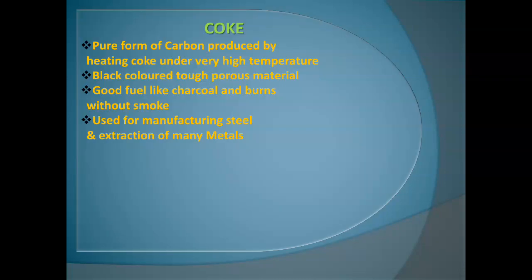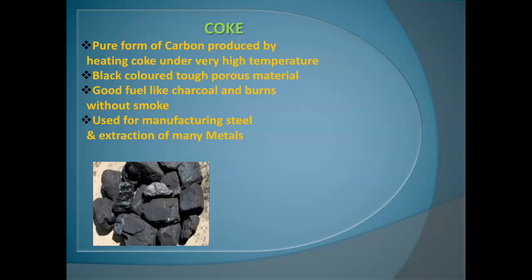Coke is a pure form of carbon produced by heating coal under very high temperature, as shown in this picture. It is a black colored, highly tough, porous material. Porous means that the material has a lot of pores in it. It can be used as a good fuel like charcoal, and it burns without any smoke. We can use coke for the manufacturing of steel and also the extraction of many metals. So these are the uses of coke.